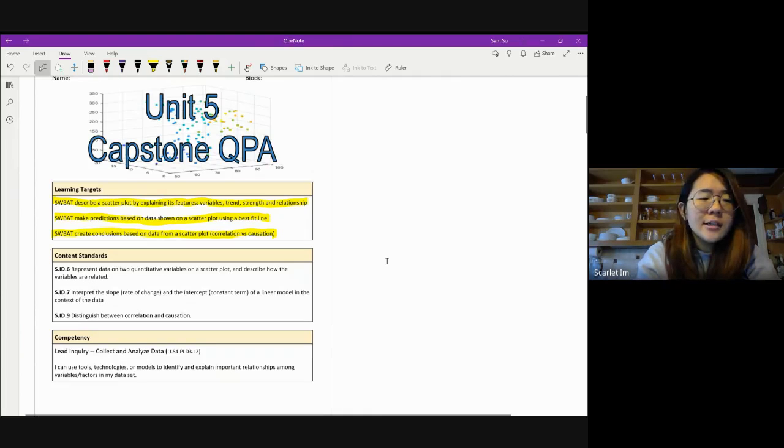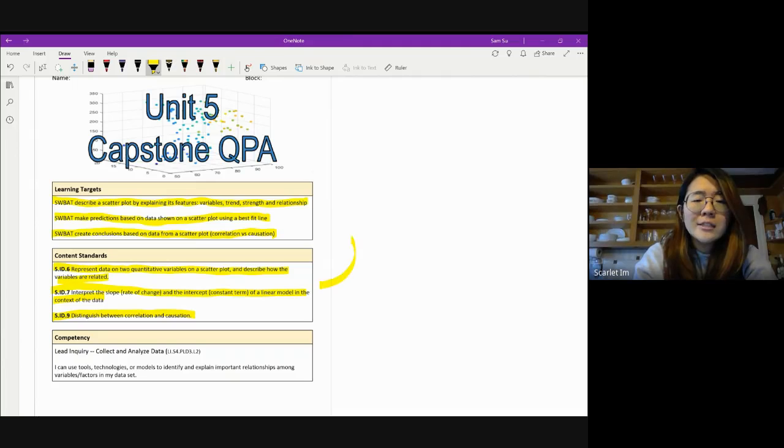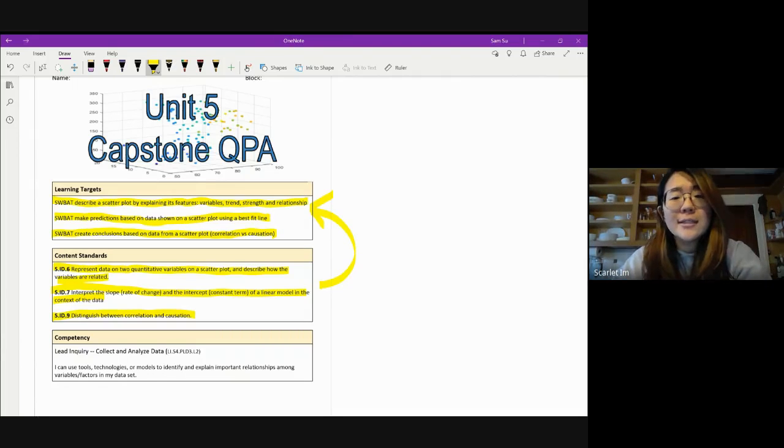Our content standards are SID6, represent data on two quantitative variables on a scatter plot and describe how the variables are related. SID7, you want to interpret the slope and the intercept of a linear model in the context of data. And last but not least, you want to distinguish between correlation and causation. As you can see, our content standards are connected to our learning targets. And so this is just to make sure that you're on track, especially since after this, you'll be moving into category 2, preparing you for the MCAS that you'll need to take in order to graduate.